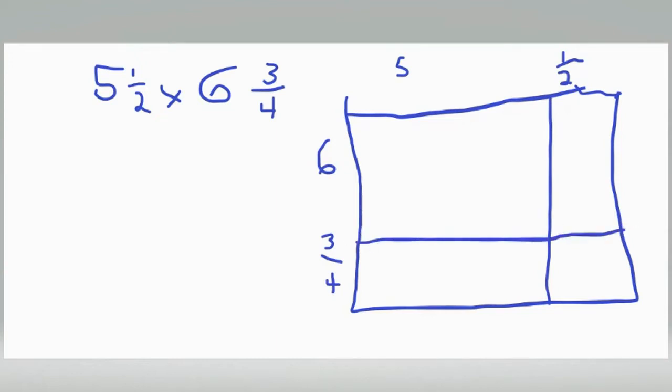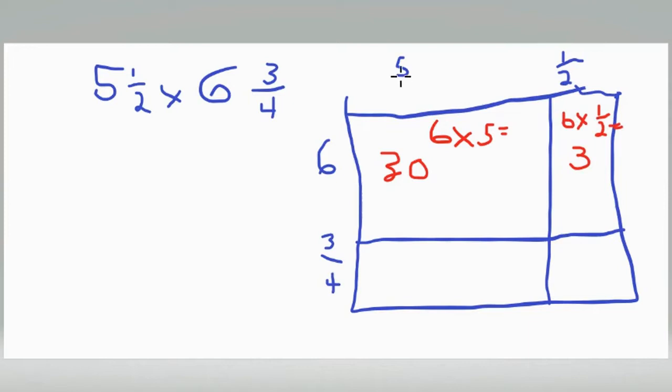Okay, so next you're going to go ahead and fill in each square by multiplying, right? So 6 times 5 is 30. And over here we have 1/2 times 6, right? That's going to be 3. You could think of 1/2 of 6, and that's 3.